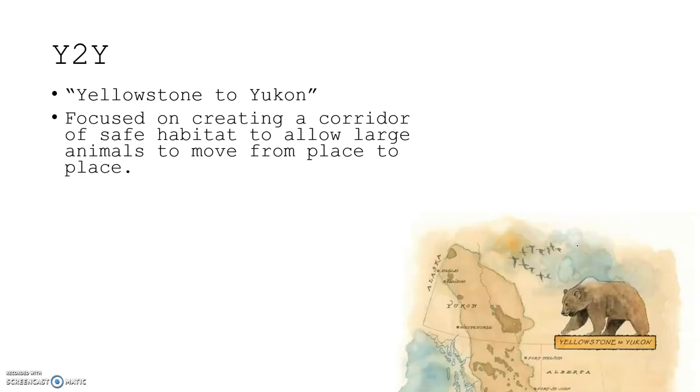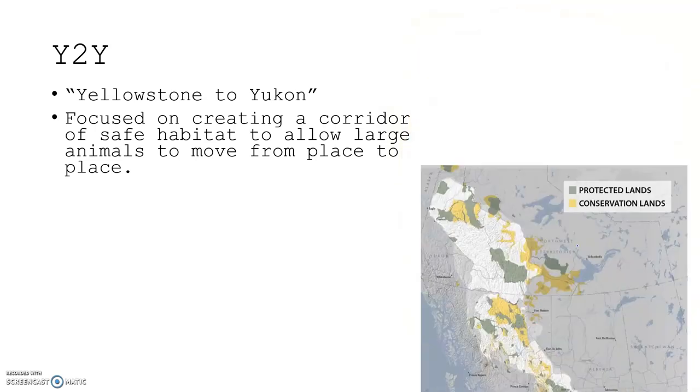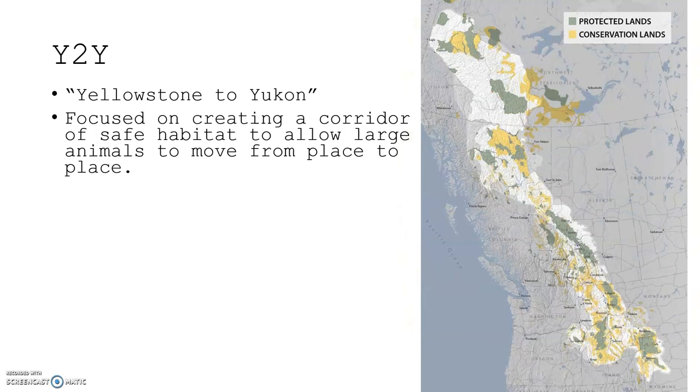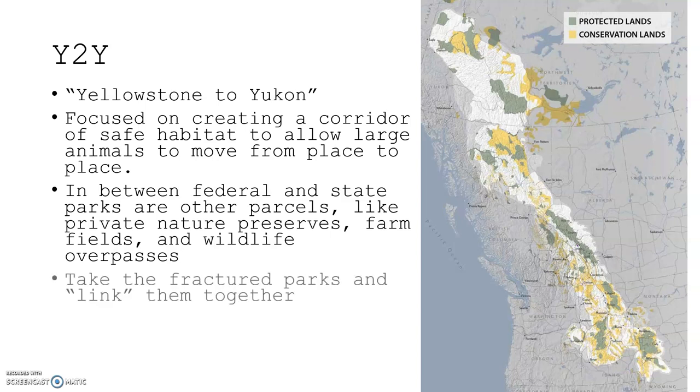Yellowstone to Yukon focused on creating a corridor of safe habitat to allow large animals to move from place to place. So if we look down at Yellowstone in Wyoming and all the way up to Yukon up in Canada. And this was accomplished by using some protective lands, some conservation lands. Clearly it's not a perfect corridor, but in between federal and state parks are other parcels like private nature preserves, farm fields, and wildlife overpasses. They take the fractured parks and link them together, and it helps boost biodiversity.